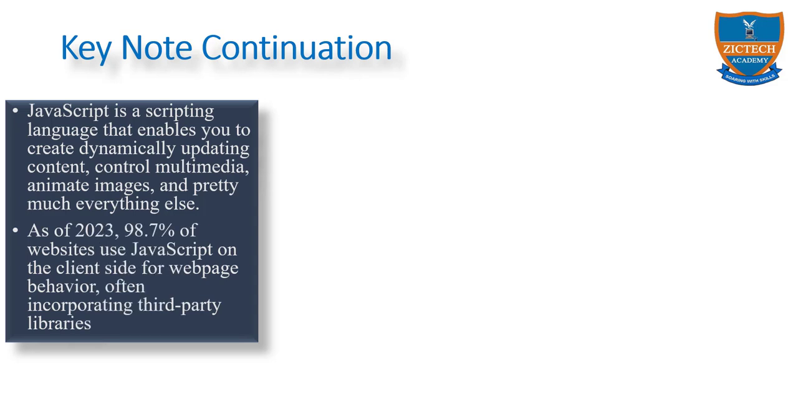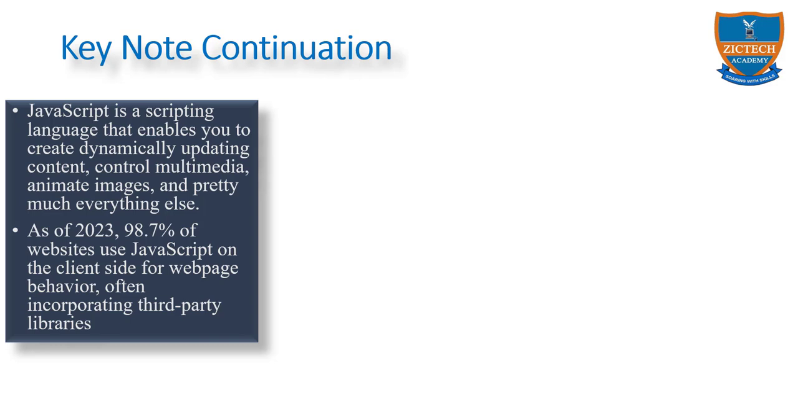So the next is JavaScript. As we said, JavaScript is a scripting language that enables you to create dynamically updating content, control multimedia, animate images, and pretty much everything else. JavaScript is powerful, guys. It's powerful. And we're going to need it on this journey. So that's how it was picked.